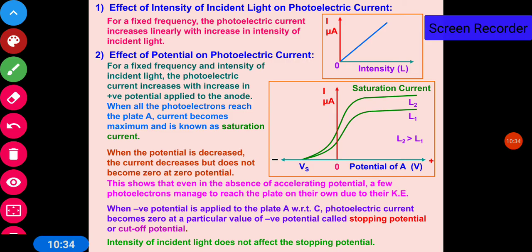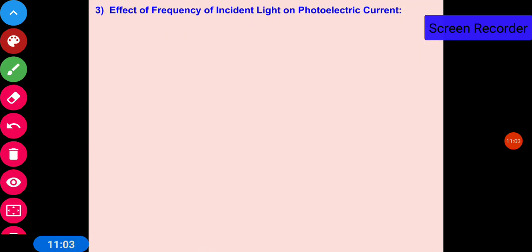So the intensity of the incident light does not affect the stopping potential. This was also observed during the experiment with I1 and I2. These are the two graphs. When I2 is more than I1, the saturation current is increased, but the value of the stopping potential remains the same, and it does not depend upon the intensity of the light. Now, the effect of frequency of incident light on photoelectric current.